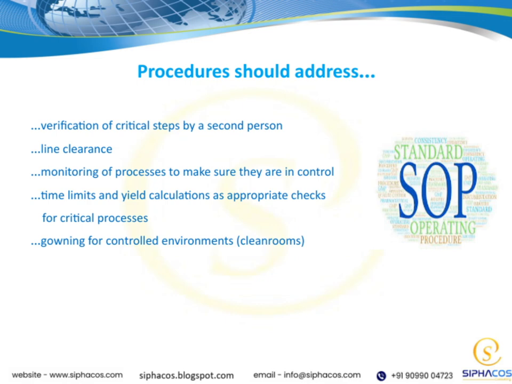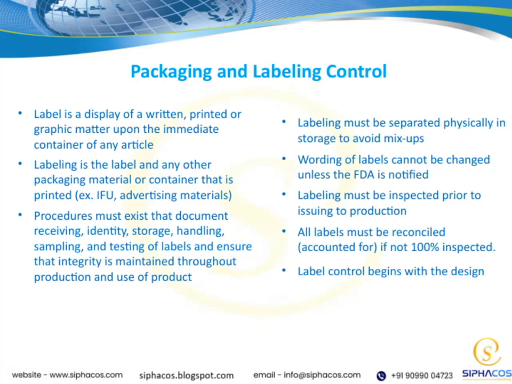Now, let's talk about packaging and labeling control. First, it's essential that labeling is stored separately in a physical space to prevent any mix-ups. This separation helps us maintain clear organization and ensures the right labels go with the right products. Next, the wording on labels must remain consistent. We can't change the wording unless we notify the FDA first. This keeps everything compliant and transparent.